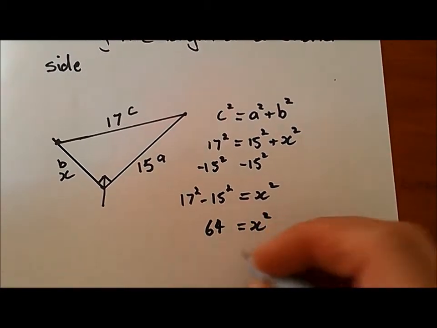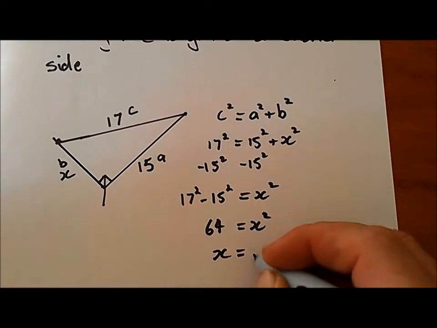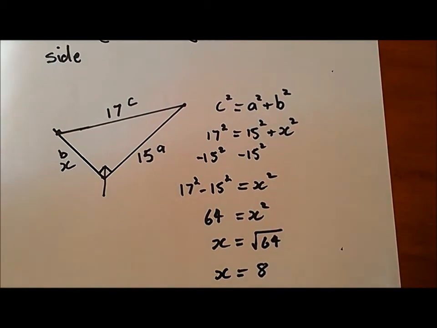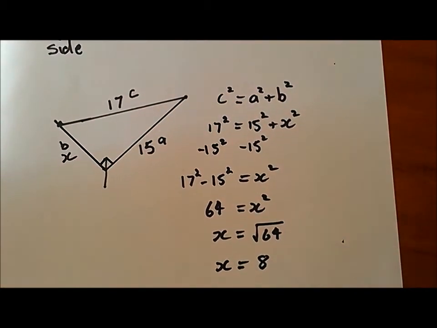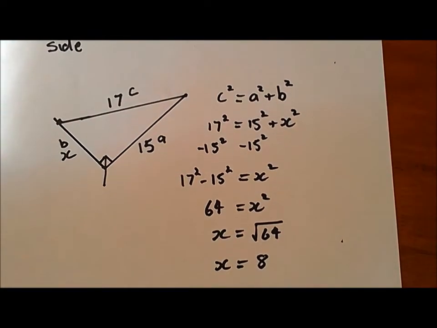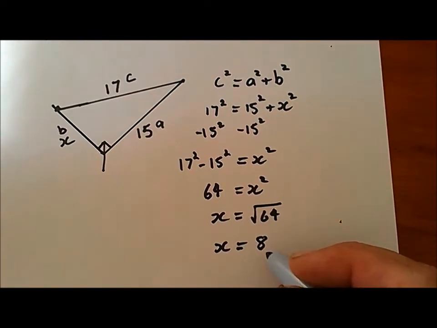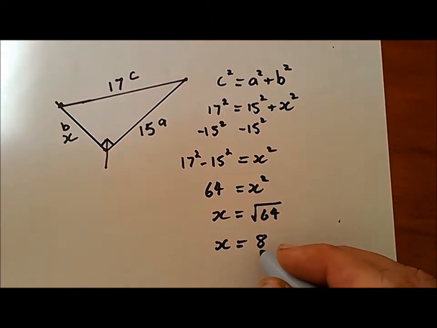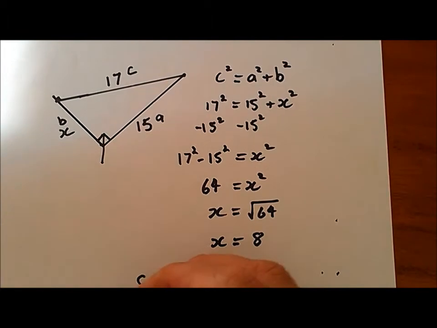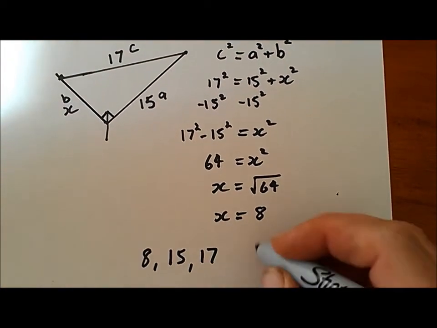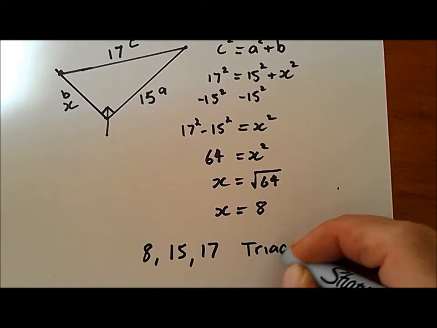64 equals x squared, then x will equal the square root of 64, which means x is equal to 8. So that's it. Find the length of the shorter side with Pythagoras' theorem. X is 8. Now you're not always going to get nice whole numbers, but every time you do get nice whole numbers, you've formed another Pythagorean triad. So in other words, the whole numbers 8, 15 and 17 form a nice Pythagorean triad.